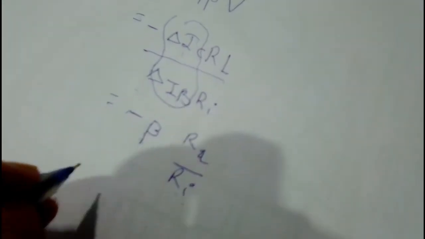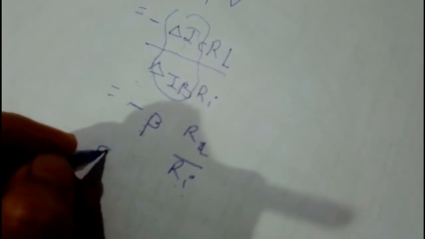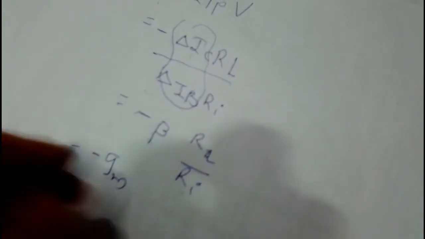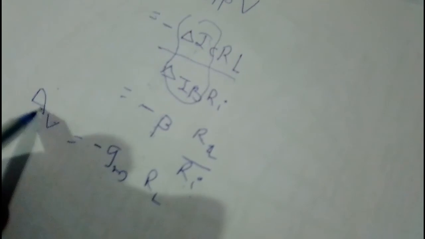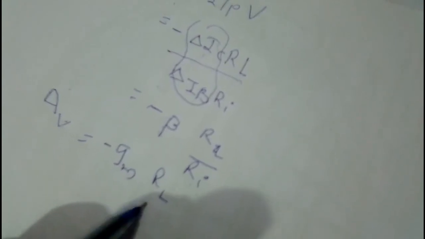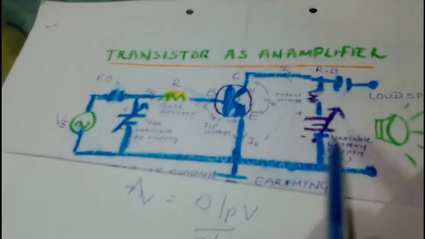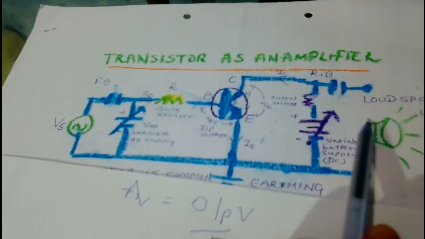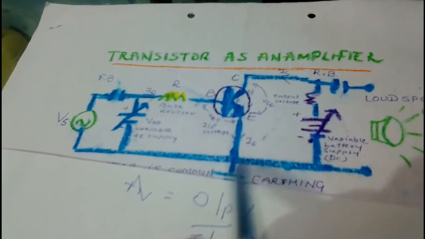Now beta upon Ri is called the transconductance, gm. So AV is equal to minus gm, the transconductance, into RL, the load resistance. The voltage gain AV of this amplifier circuit is equal to minus gm into RL. Transconductance times load resistance will be the voltage gain of this amplifier circuit. That was all about the transistor as an amplifier. This was an NPN transistor.